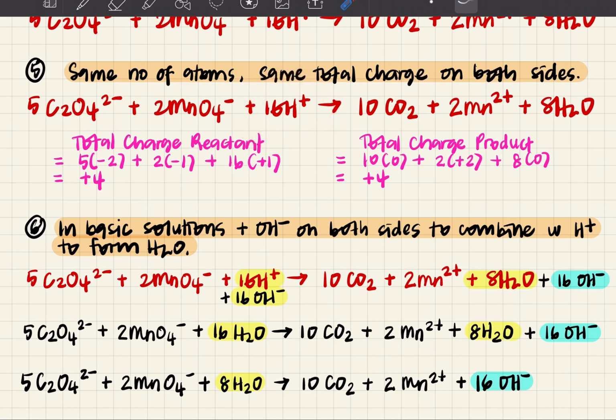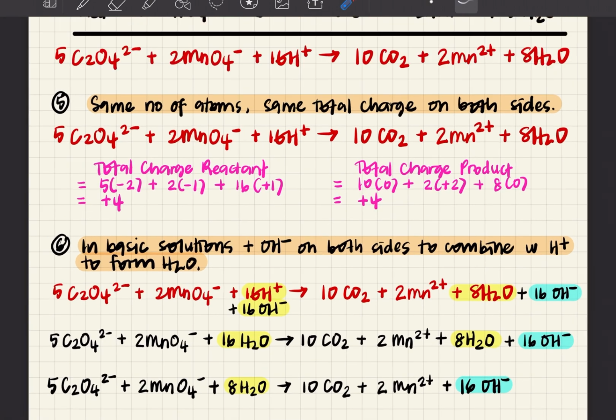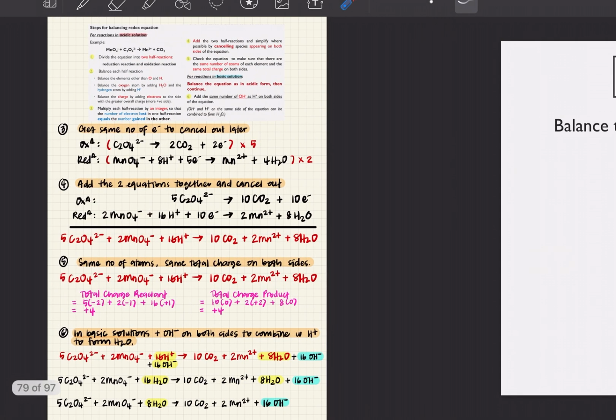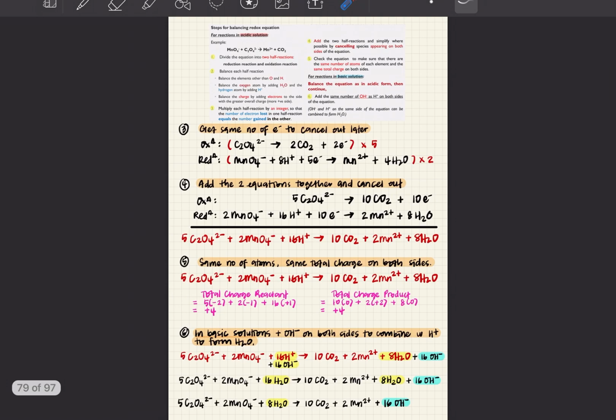Okay. In basic solution, you will find hydroxide ions. Okay. So you can see that you don't have any more H plus. Okay. It is gone. It has become water. Okay. But you have hydroxide ions present. Okay. So that's just extra info that I want to tell you. Okay. So that is how you balance your redox reaction.